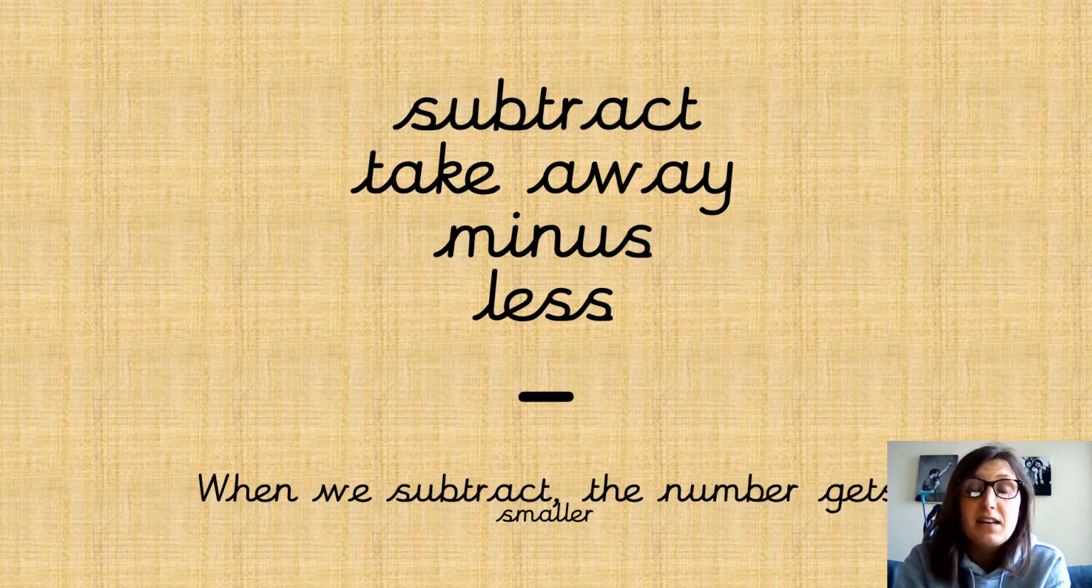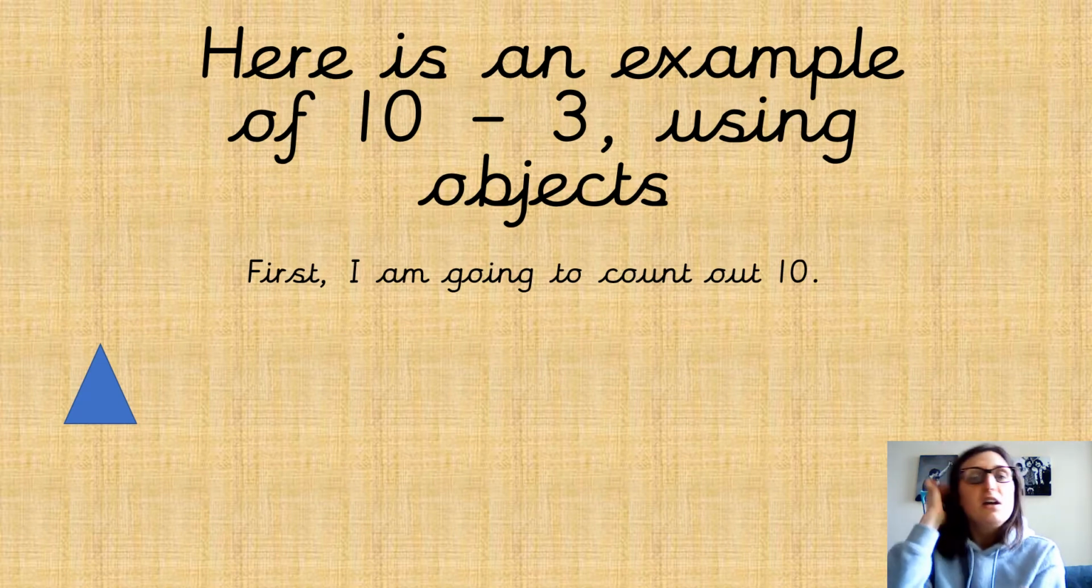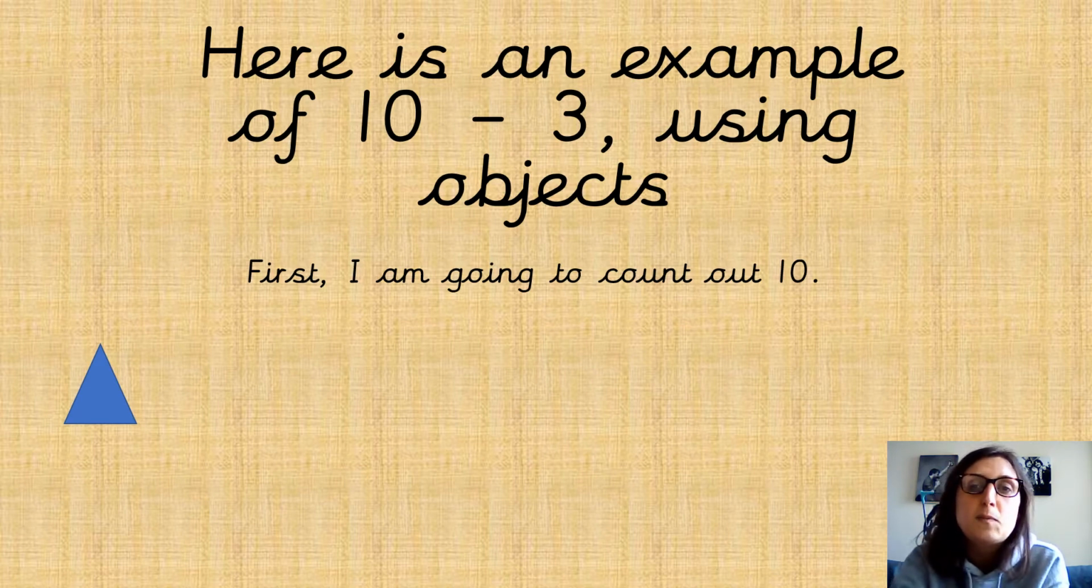When we subtract, the number gets smaller. That's why I've written the word smaller. So when we subtract, the number gets smaller. That's just a little reminder for you. Here is an example of 10 take away 3 using objects.